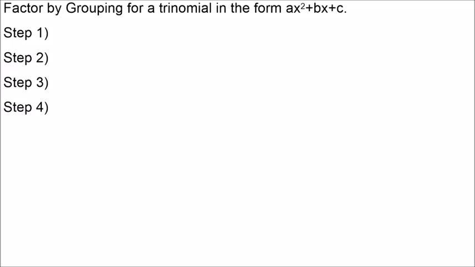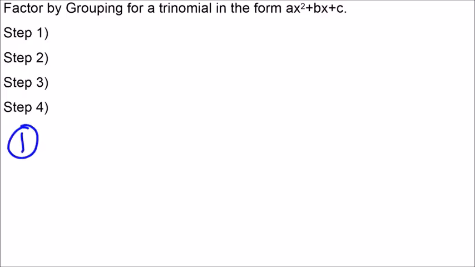Hi everyone, this is Mr. Ruhoy, and this is an Algebra 2 video on factor by grouping. Now, factor by grouping is a really efficient way to factor a trinomial. A trinomial is something in the form of ax squared plus bx plus c, and a, b, and c are coefficients. So let's start with an example.